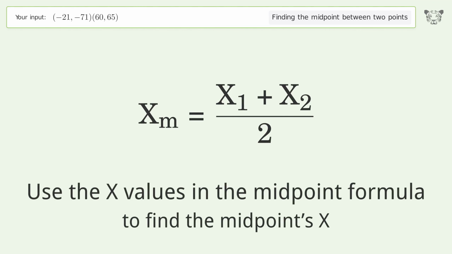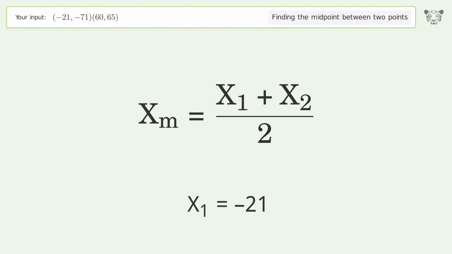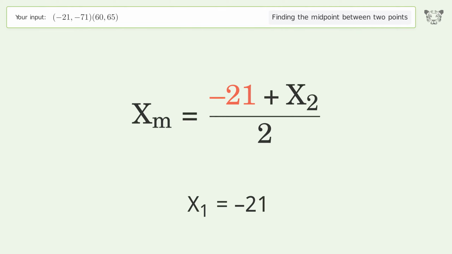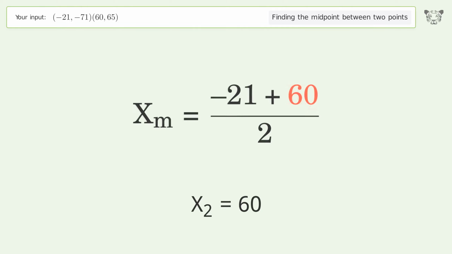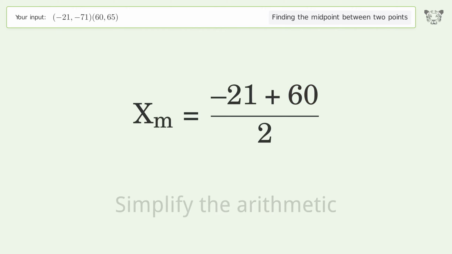Use the x values in the midpoint formula to find the midpoints x. x1 equals -21. x2 equals 60. Simplify the arithmetic.